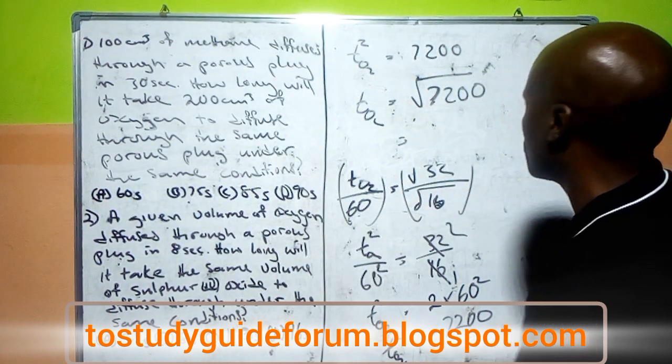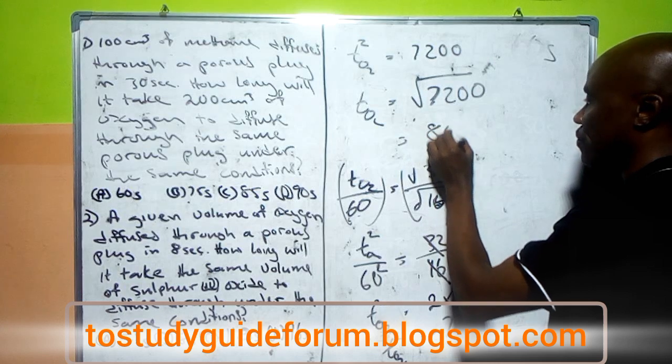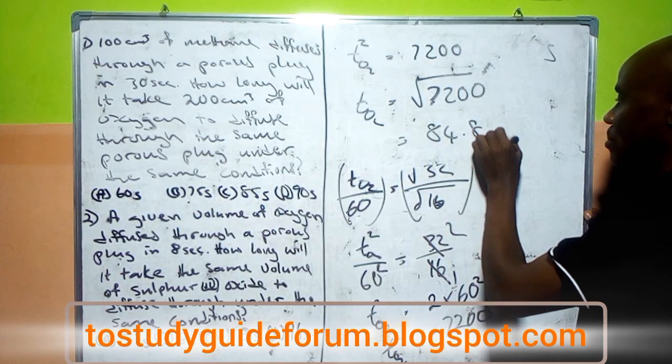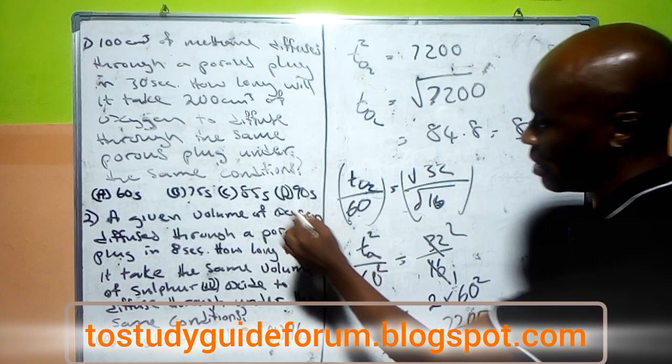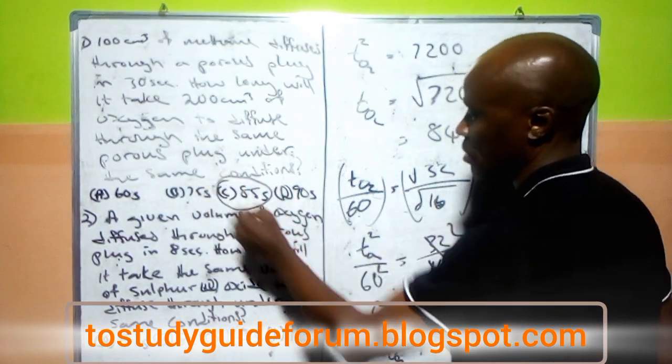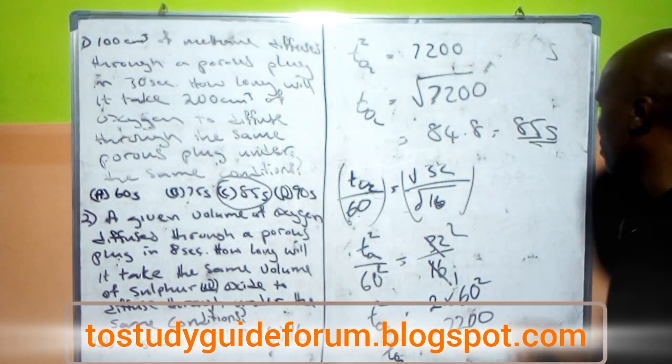What we have here will be 84.8 approximately. That means you have approximately 84.5 seconds. The correct answer here is what? C, which is approximately 85.